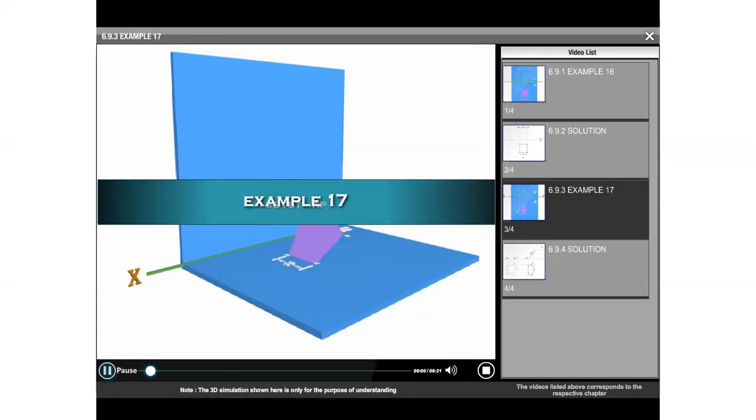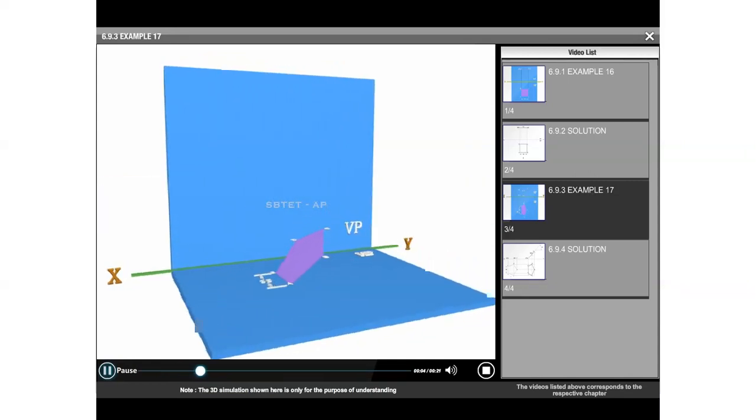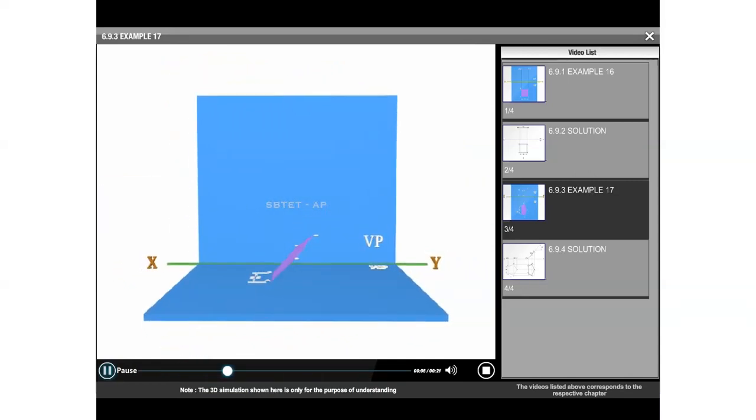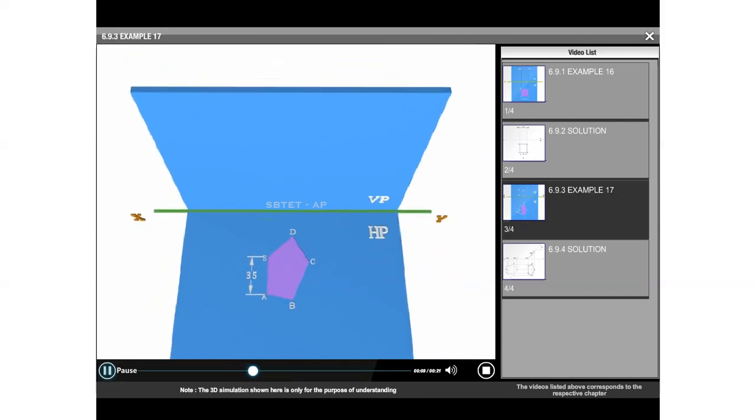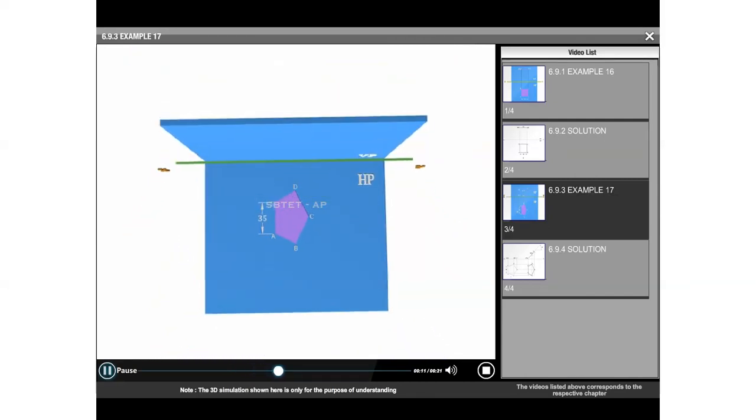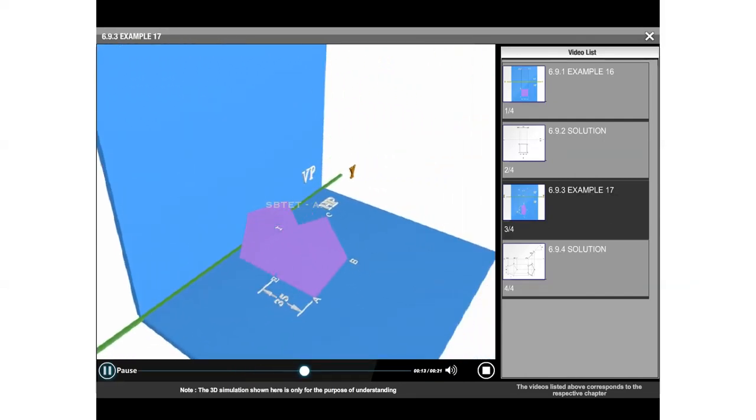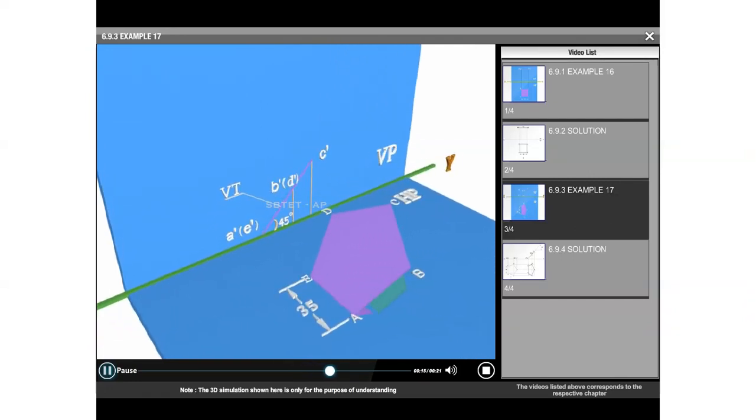Example problem 17. In this, a regular pentagonal lamina of side 35 mm has one of its edges on HP such that the surface is inclined at 45 degrees to the HP and perpendicular to VP.